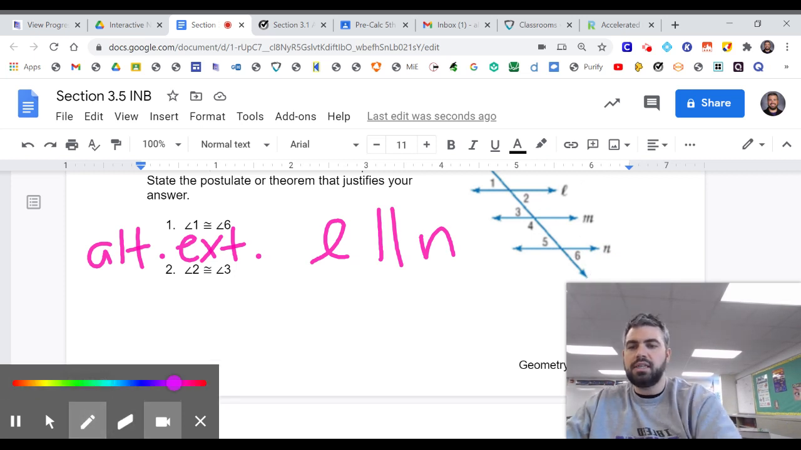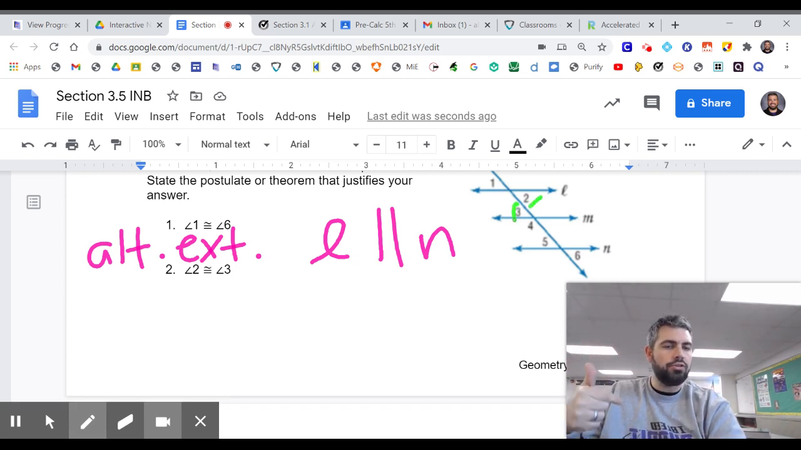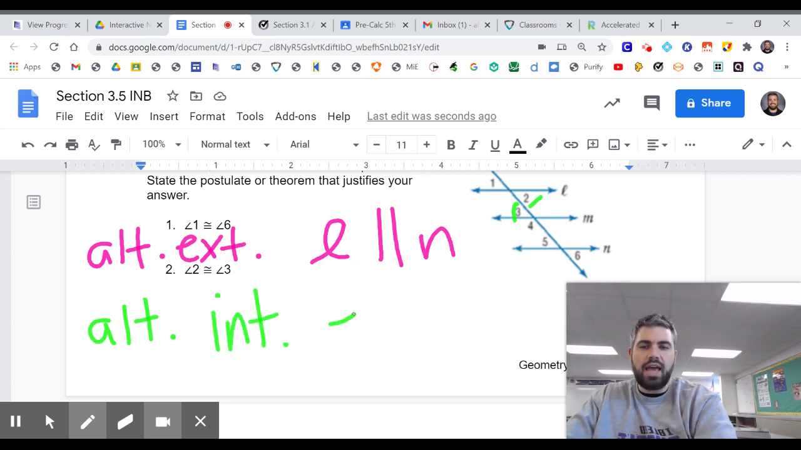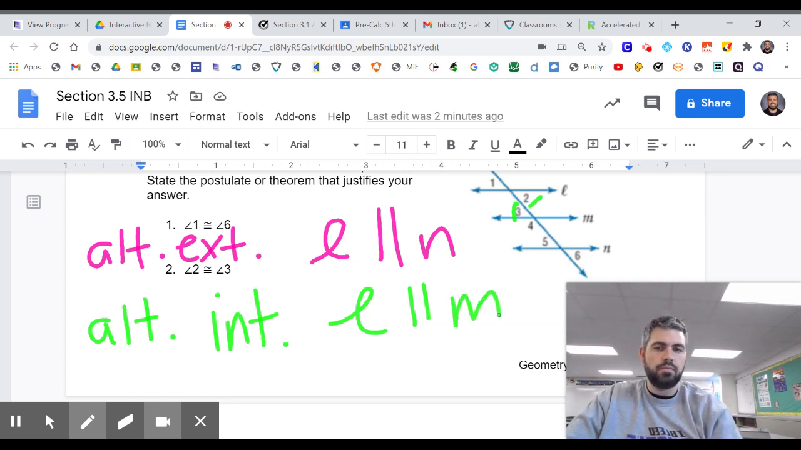Okay, next one says this. Angle 2 and angle 3 are congruent. So if I look, those are on alternating sides of our transversal, and they're inside L and M. So those are alternating interior angles. And that would prove that L is parallel to M. Very good. Now, if we just have 2 and 3 congruent, it doesn't necessarily mean that L is parallel to N still. It's only talking about lines L and M. All right, very good.